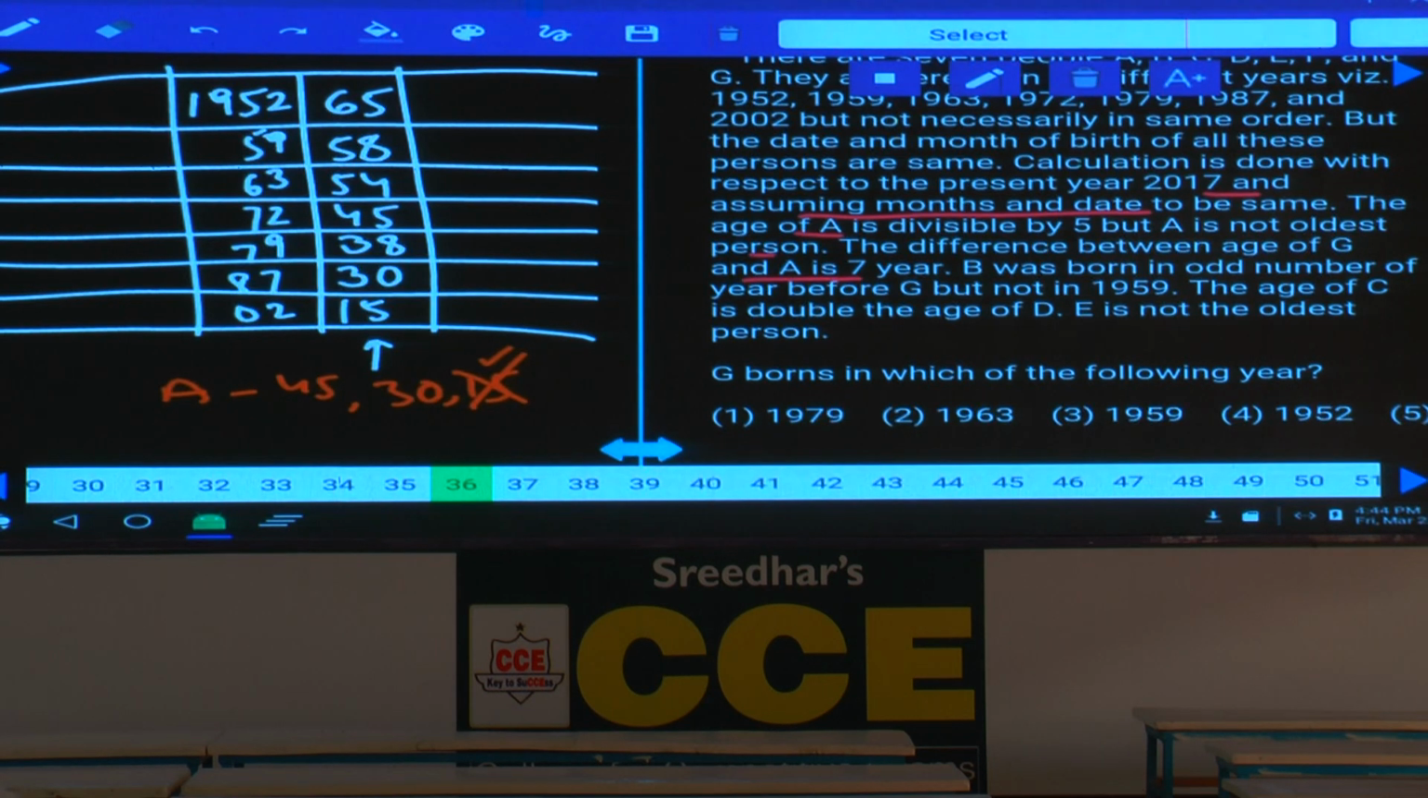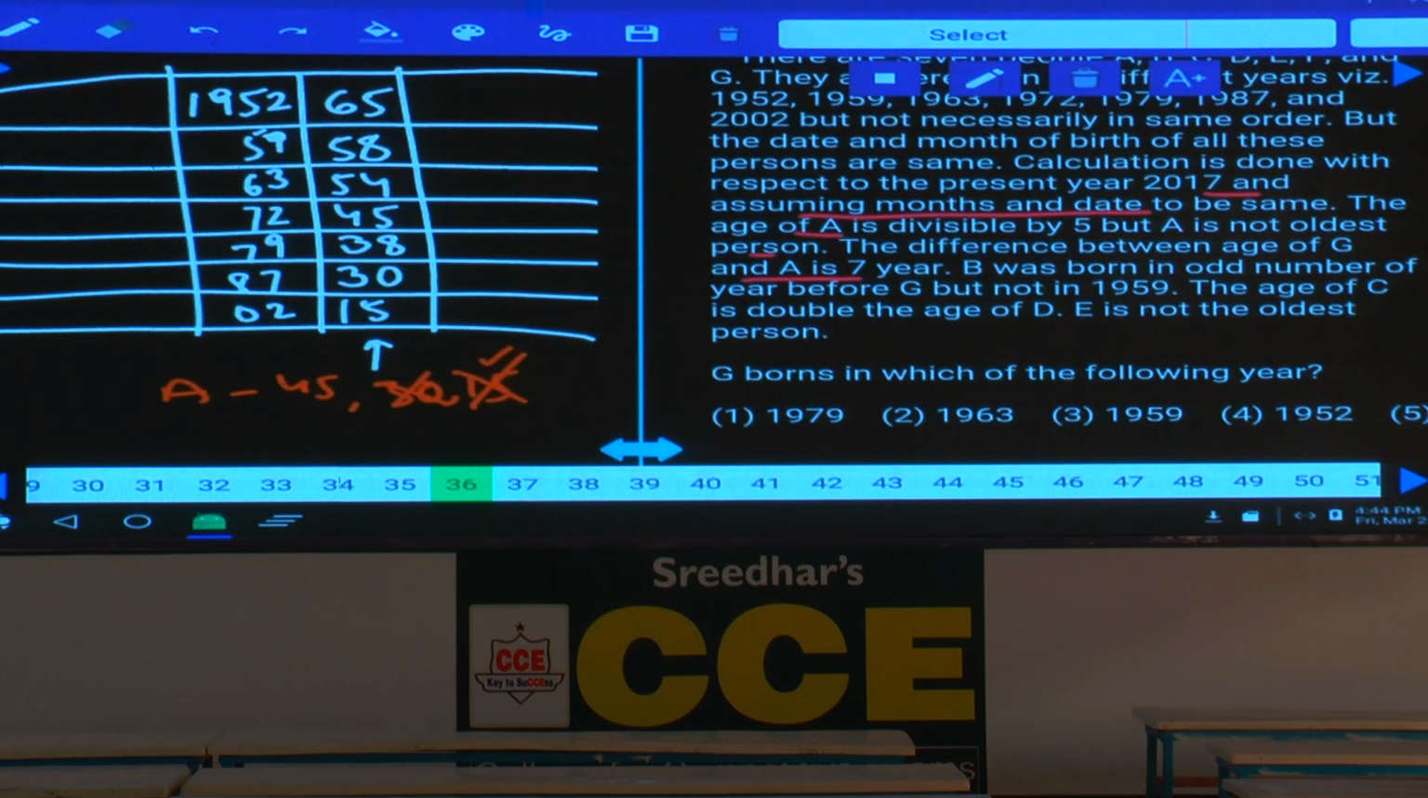Then if you take A's age as 30, then G's age must be... here it is talking about the difference. Difference could be either plus or minus. 30 plus 7, 37 is not there. 30 minus 7, 23 is also not there. Hence A as 30 is also ruled out.